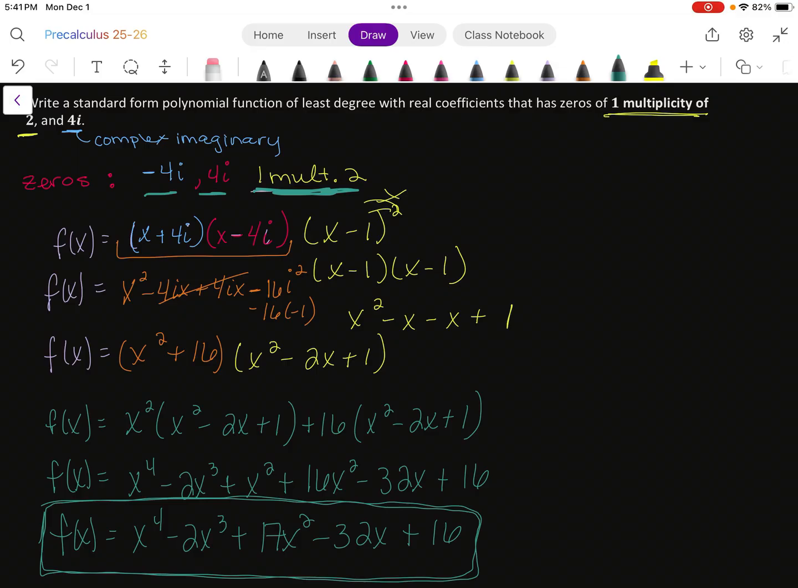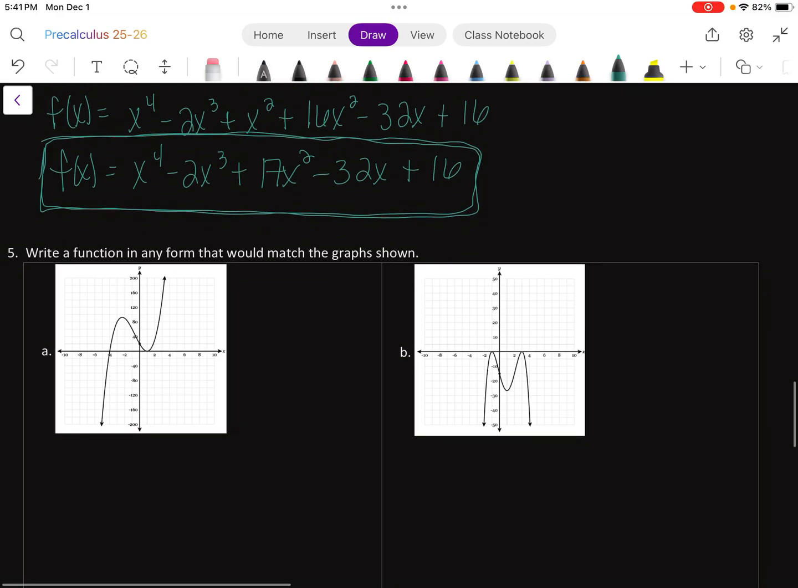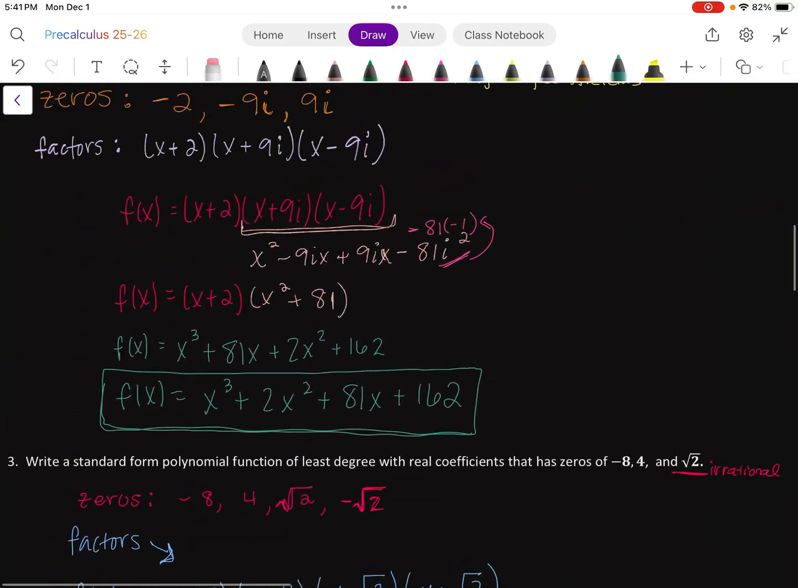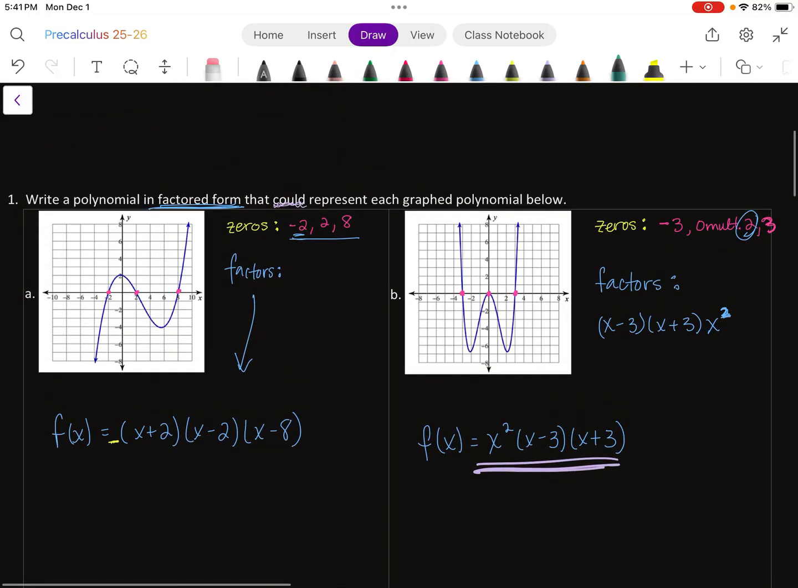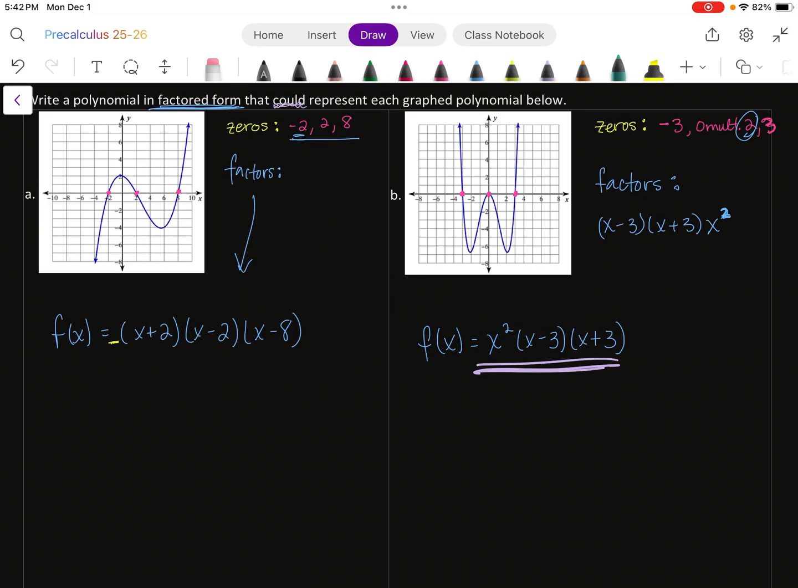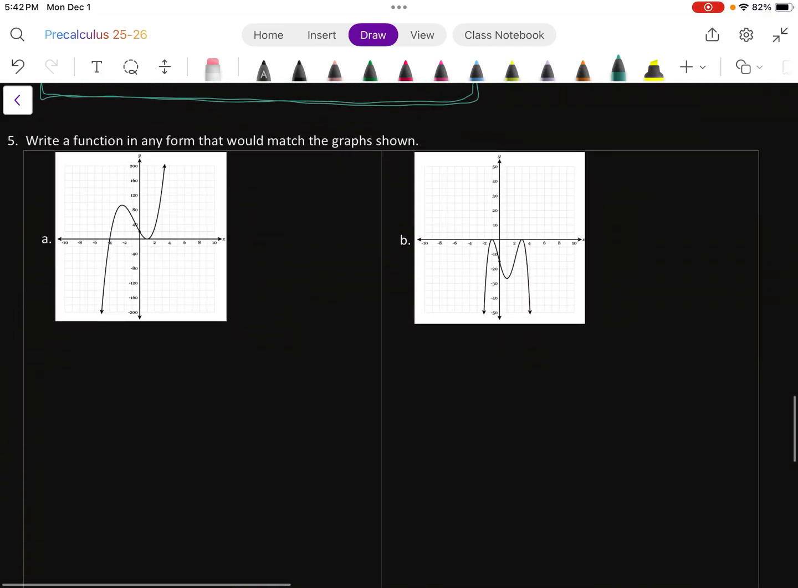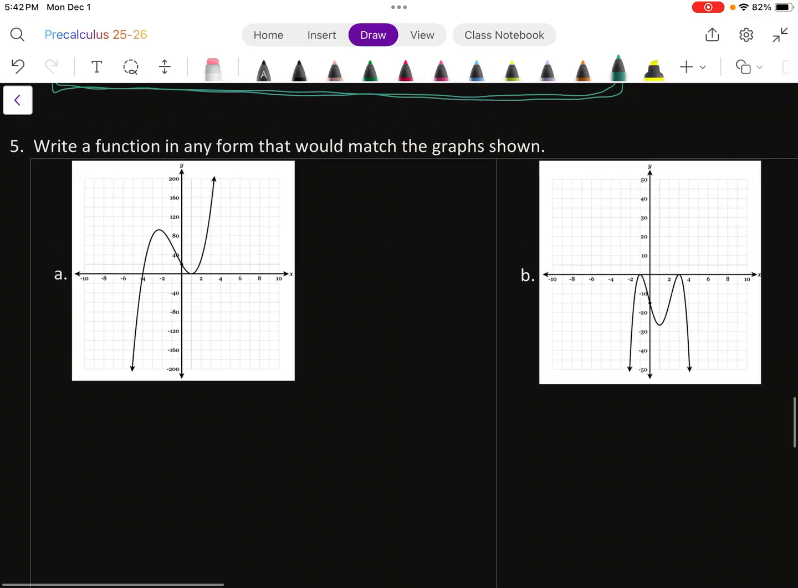So how do we write these, given this is write a function in any form that would match the graphs shown. So the ones that we did up here could represent any of this. So again, without taking into consideration what our y-intercept is, just the zeros. Here, it has to match this graph. And so if it needs to match this graph, I need to take into consideration the y-intercept that's given.